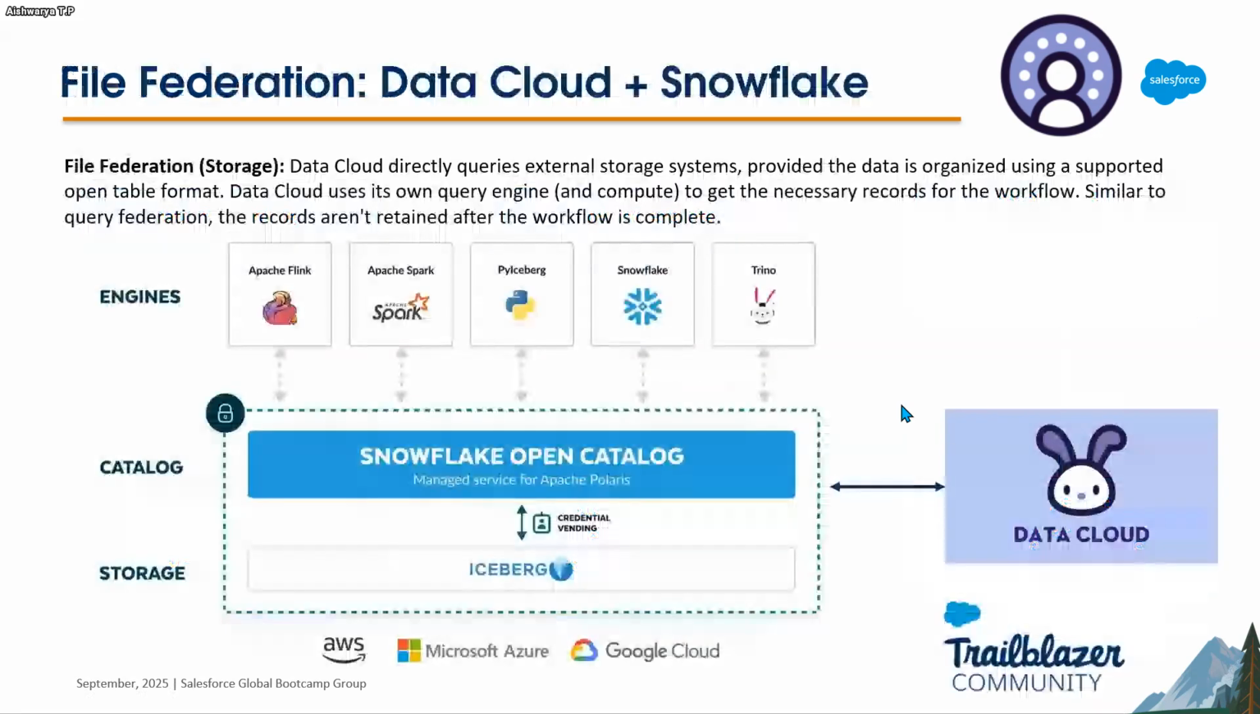Okay, so as I was telling earlier, we have file federation in place, and we have some storage layers. Starting from the bottom, AWS, Azure, Google Cloud. These three are the storage layers of Snowflake. On top of it, you're going to connect to the Iceberg table, which we discussed in our previous slide. And we have credential vending.